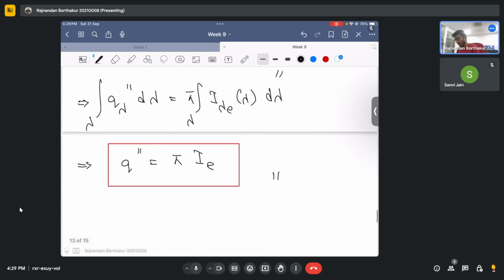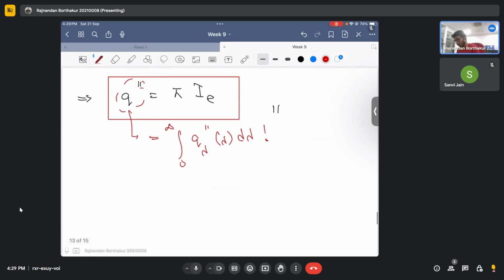Actually, I just didn't write here explicitly. This q double prime is actually, since you are integrating along all the wavelengths, the integral from 0 to infinity of q prime of lambda d lambda. So this is also known as the total hemispherical emissive power, to be precise.